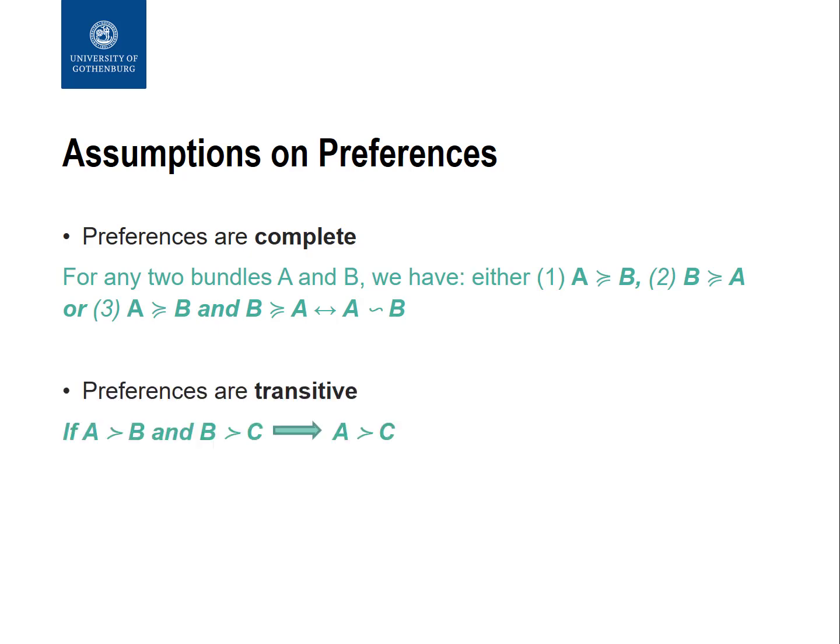The second assumption is that preferences are transitive. This means that if Jenny prefers bundle A to bundle B and bundle B to bundle C, then she must prefer bundle A to bundle C as well. So a consumer has transitive preferences if her preferences are internally consistent. The third assumption of continuity is rather technical than economic, so we won't go through it here.